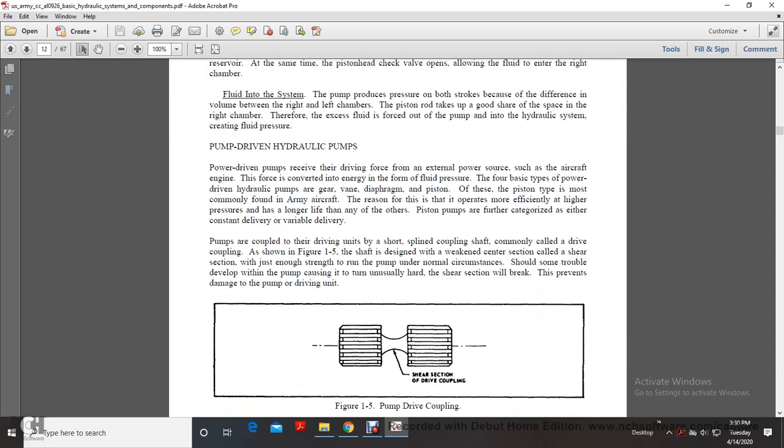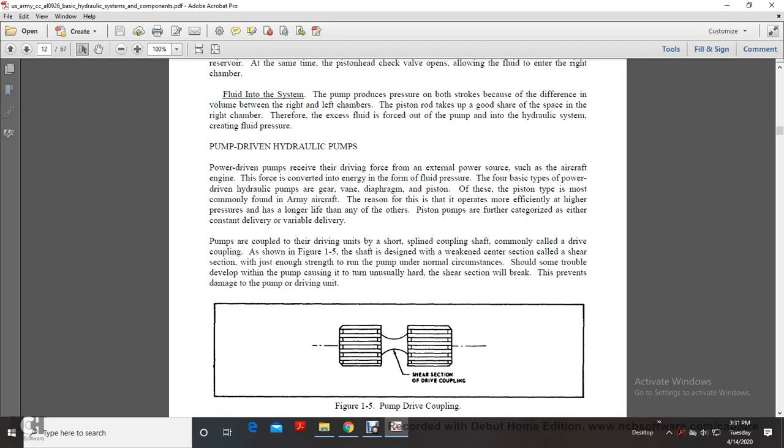All right, power-driven hydraulic pumps. Power-driven pumps receive the driving force from an external power source, such as the aircraft engine. The force is converted by the engine into the form of fluid pressure. Four basic types of power-driven hydraulic pumps are gear, vane, diaphragm, and piston. Of these, the piston type is the most commonly found in Army aircraft. The reason for that is that it is most efficient, with higher pressure and longer life than any other. Piston pumps are further categorized as either constant delivery or variable delivery.